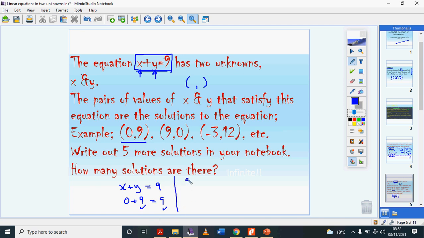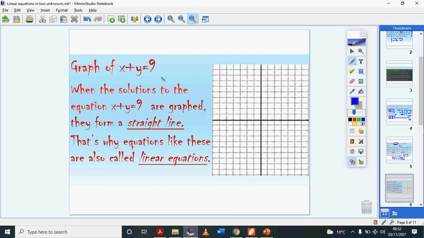The second one, x is 9, y is 0, and the equation is x plus y is equal to 9. So if this is 9 and this is 0, I hope you can see again that you have 9 is equal to 9. If you can prove in the equation that the left hand side is equal to the right hand side, then you have proved that it's a solution. So this is also a solution. You can go ahead and test it, and I want you to write out 5 more solutions in your notebook. And obviously from yesterday you remember that there are infinite solutions to a linear function in two unknowns.